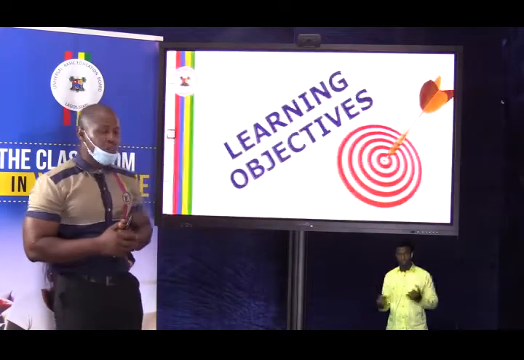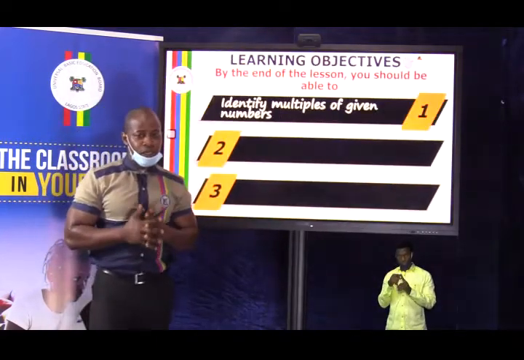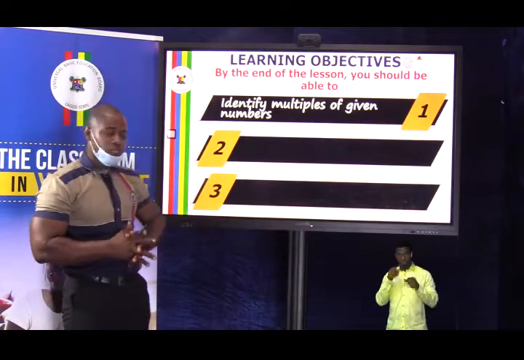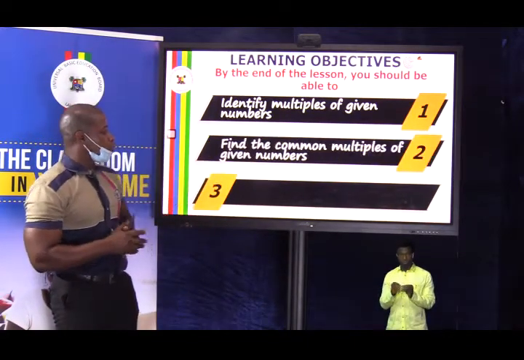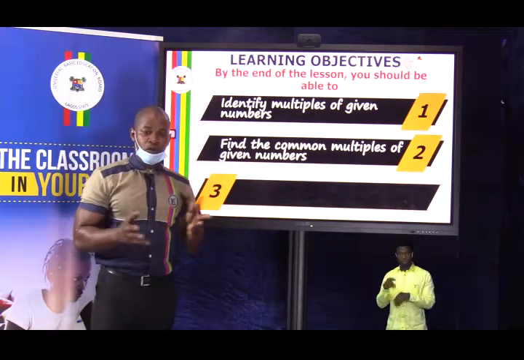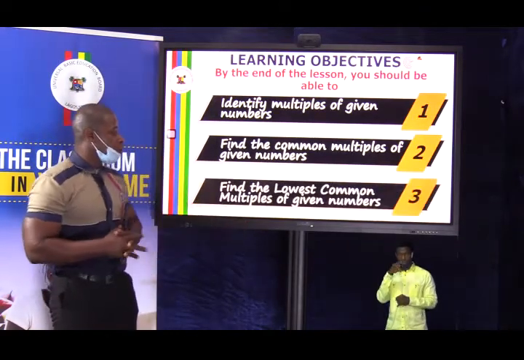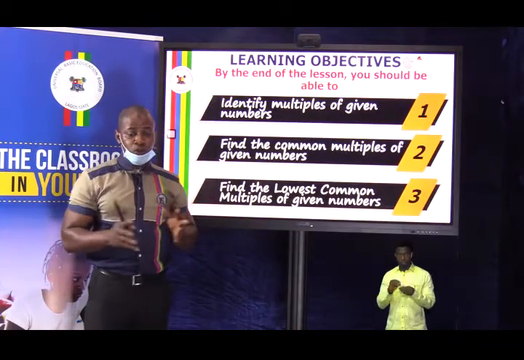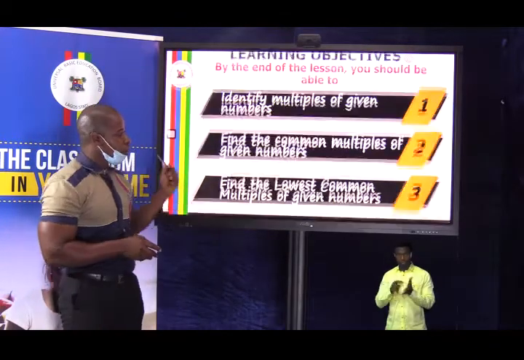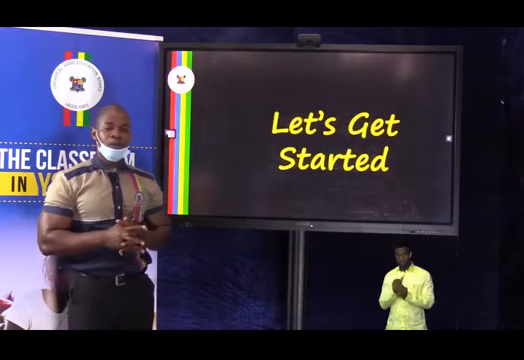Now moving on to today's learning objectives. By the end of this lesson, we should be able to identify multiples of given numbers. We should also be able to find the common multiples of given numbers, and finally we should be able to find the least common multiple of given numbers. What do all these mean? Let's check it out. So we begin with that question.